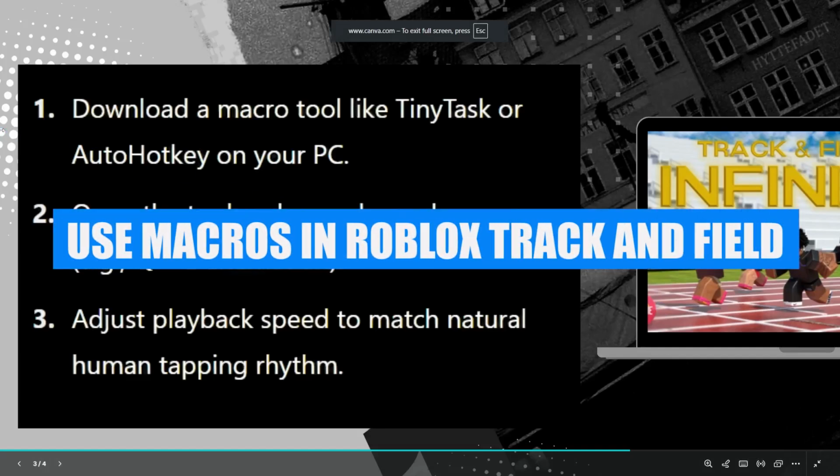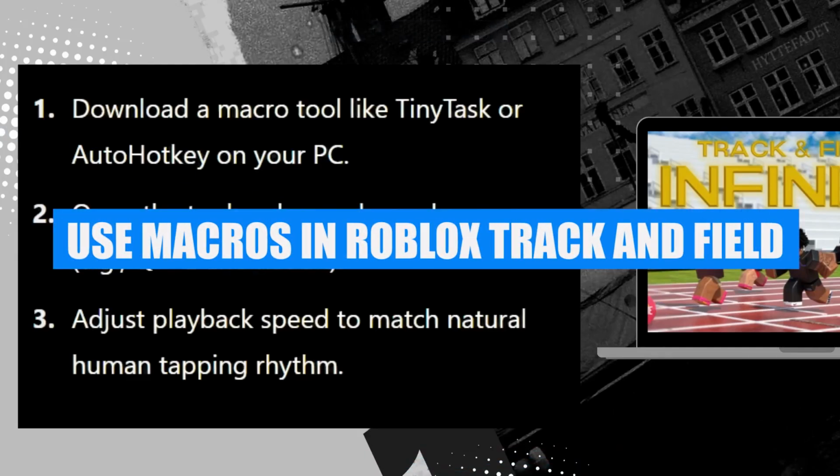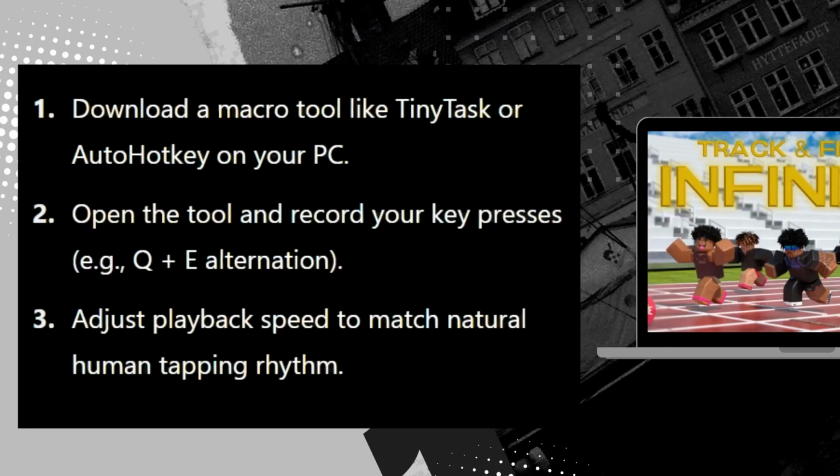In this video, I'm going to show you exactly how to use macros in Roblox Track and Field. First, download a macro tool like TinyTask or AutoHotkey on your PC. Now, open the tool and record your key presses, e.g. Q plus E alternation. Adjust playback speed to a natural human tapping rhythm.